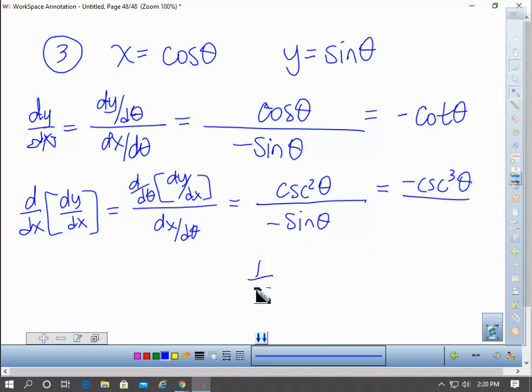1 over sine is cosecant. That's one of your reciprocal identities. So this 1 over sine, I can rewrite as a cosecant. That's going to make me have cosecant cubed, which makes the answer negative cosecant cubed.